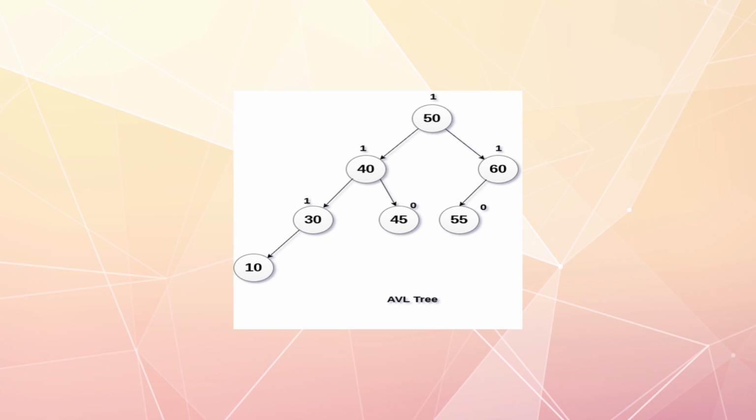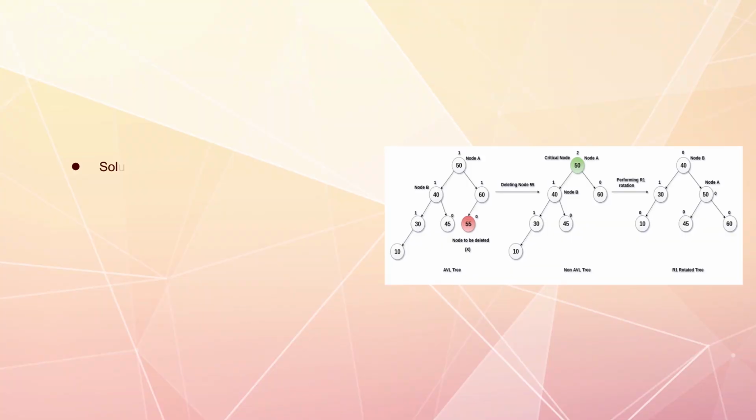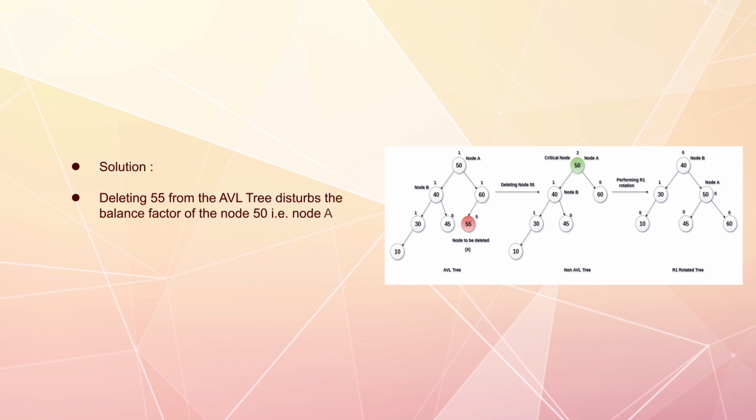Now, we delete an item, 55, from this tree. What will happen? Simply remove 55 from this tree. 55 is a leaf node, so there is no issue as per binary search tree, because 55 can be easily removed with no impact on the tree. But we have to cross-check the balancing factor after deleting 55. Deleting 55 from the AVL tree disturbs the balancing factor of node 50. It means node A becomes the critical node.